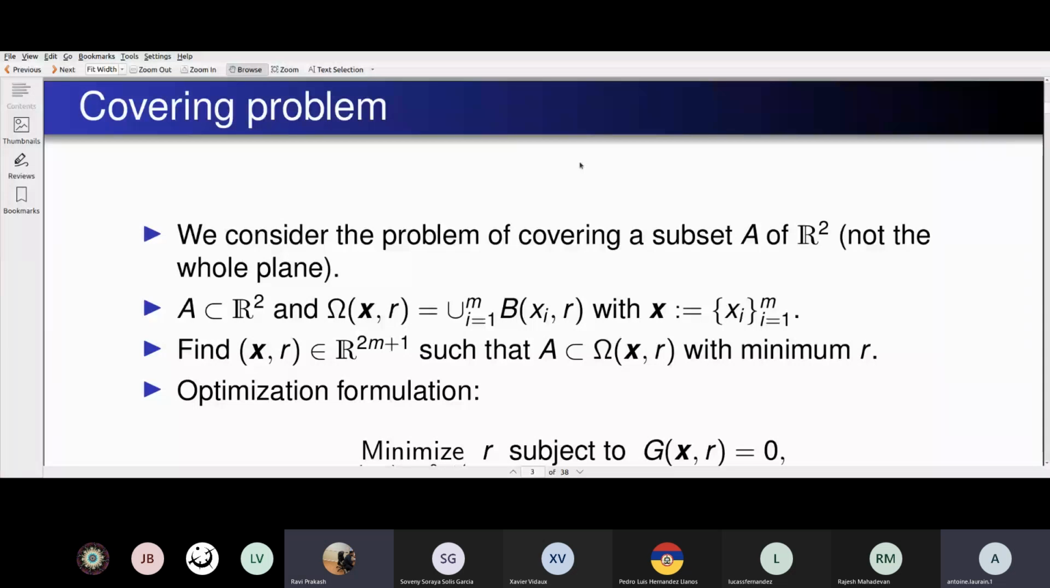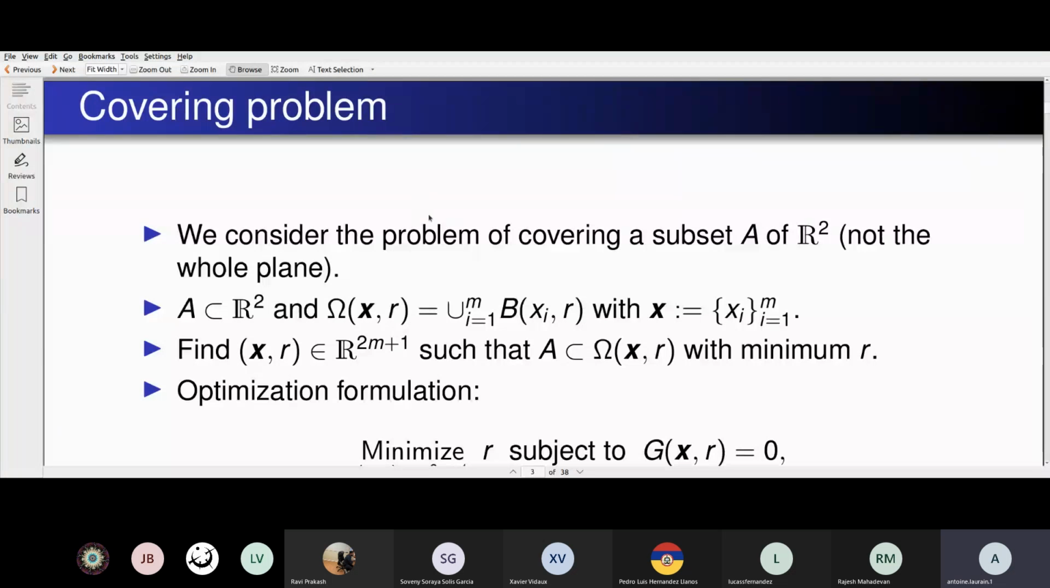And the variable for the optimization is the set of the centers, X, and the radius. So the point here is that all the disks have the same radius, okay? But you could also define problems where there are different radii, but here we consider the case, which is quite common, where all the disks have the same radius.